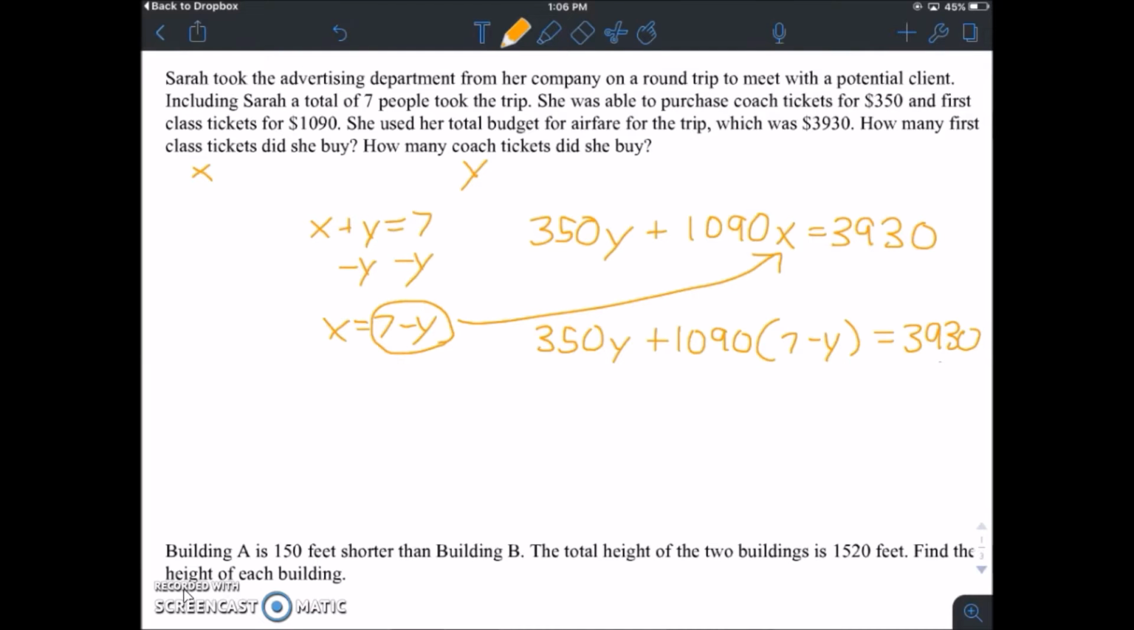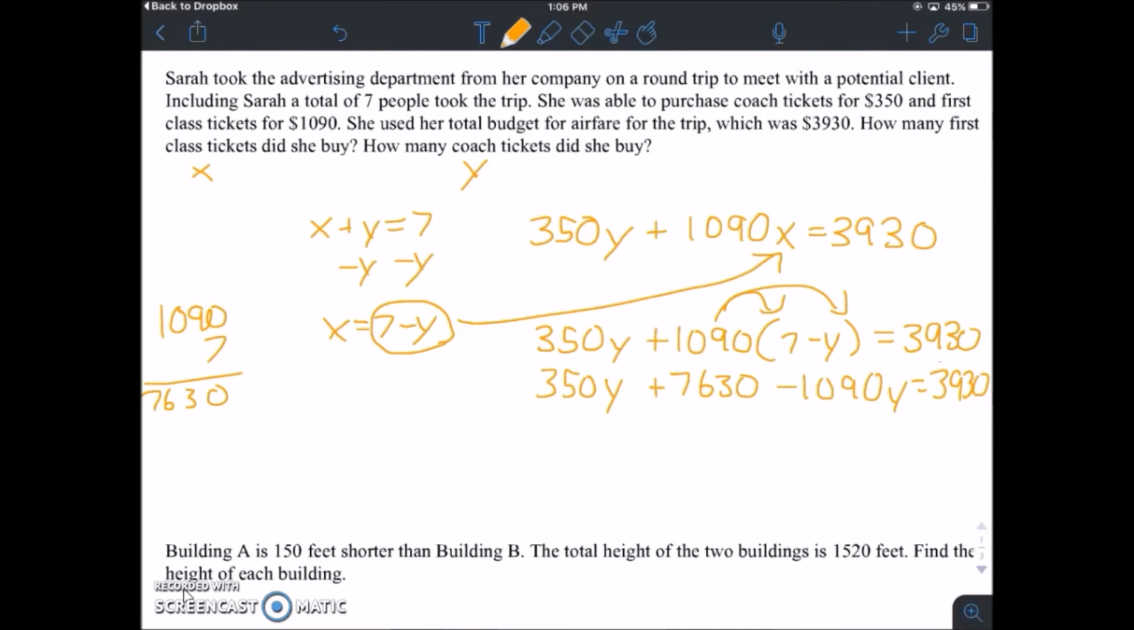And we'll distribute, and 1,090 times 7 is 7,630. So I get 350y plus 7,630 minus 1,090y equals 3,930. We'll combine my like terms, and that's going to be what, 740, right? Yeah, negative 740.